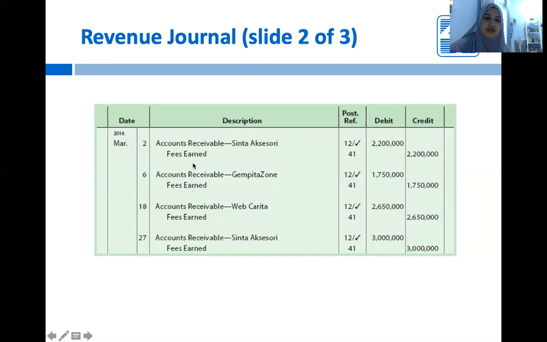You will credit fees earned, you will credit account receivable, or you can credit revenue, right? Normally the account name is revenue. Debit account receivable, credit revenue. Again, debit account receivable, credit revenue. So it's quite messy because the same transaction is being recorded again and again, and it doesn't really provide meaningful information, like how much the total of account receivable is for a certain customer.